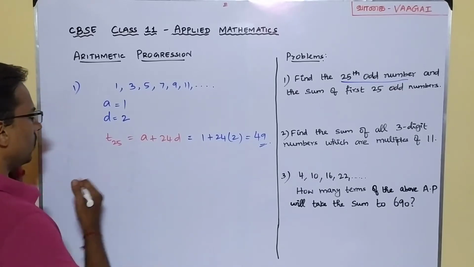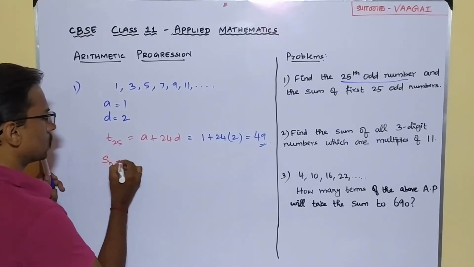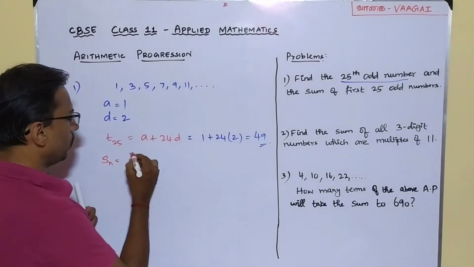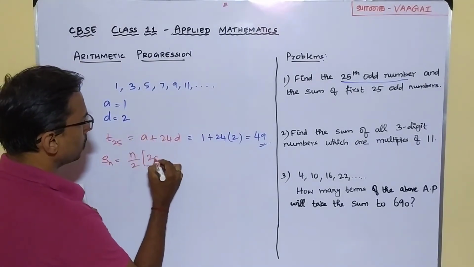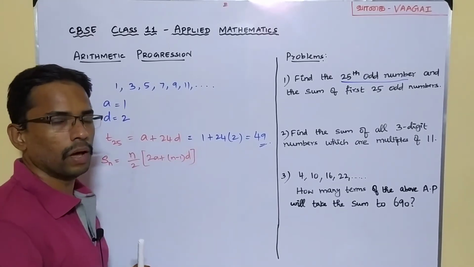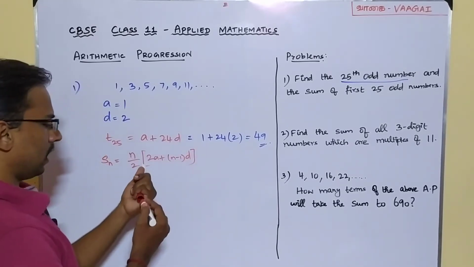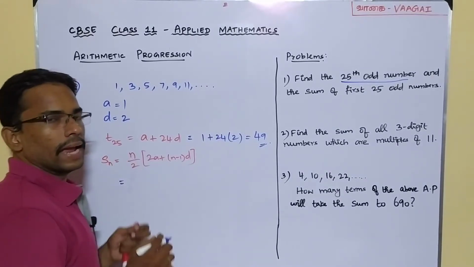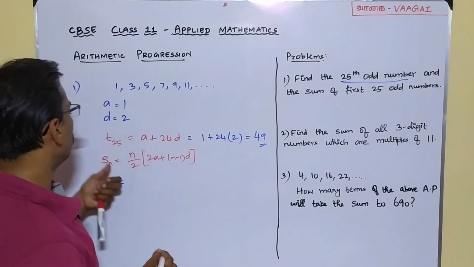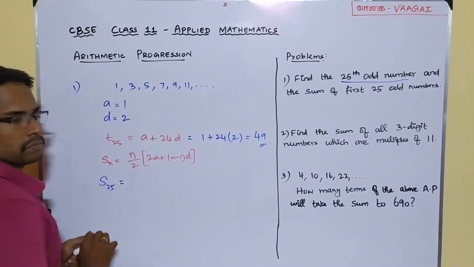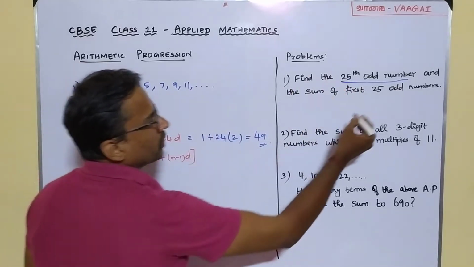So in order to find that, we need to remember the formula of Sn. So let's try to recall the formula. Sn is going to be n by 2 into 2a plus n minus 1 into d. So actually this is one version of the formula. So let's try to work out and get the answer through this formula. So let's see what happens. What is our n value? N is going to be the number of terms. So we know that there are 25 terms here. So S25, we need to find 25 terms, right? The sum of first 25 terms is what we need to find here.